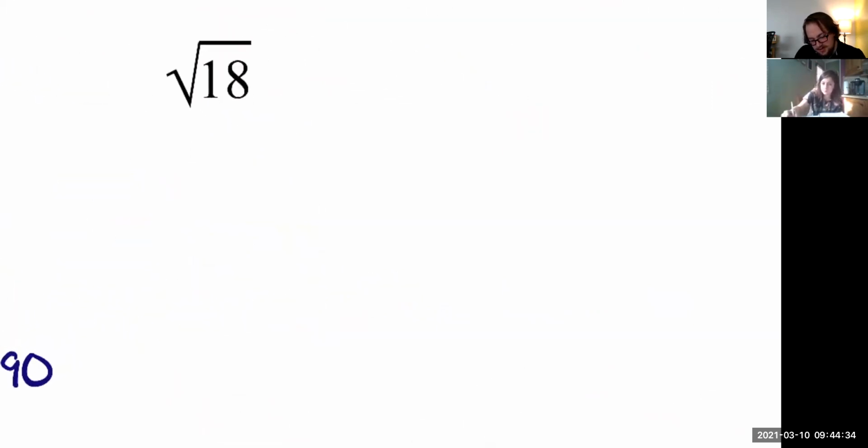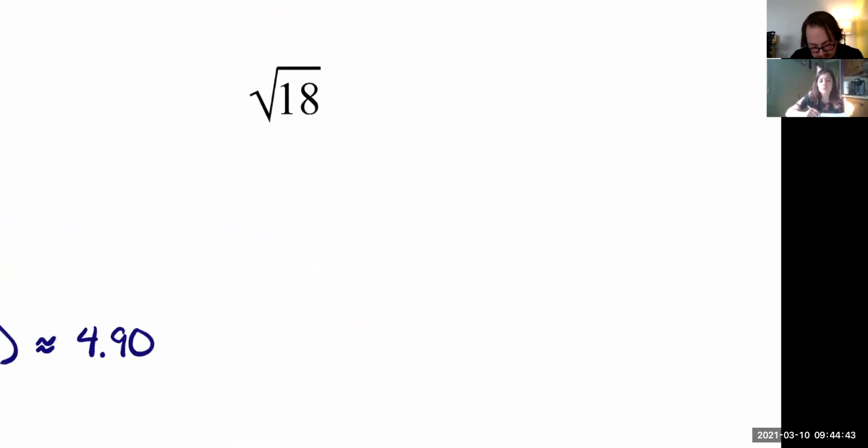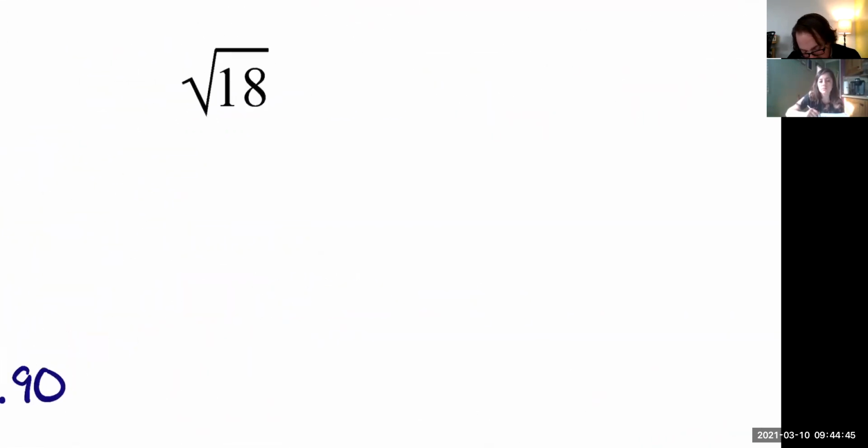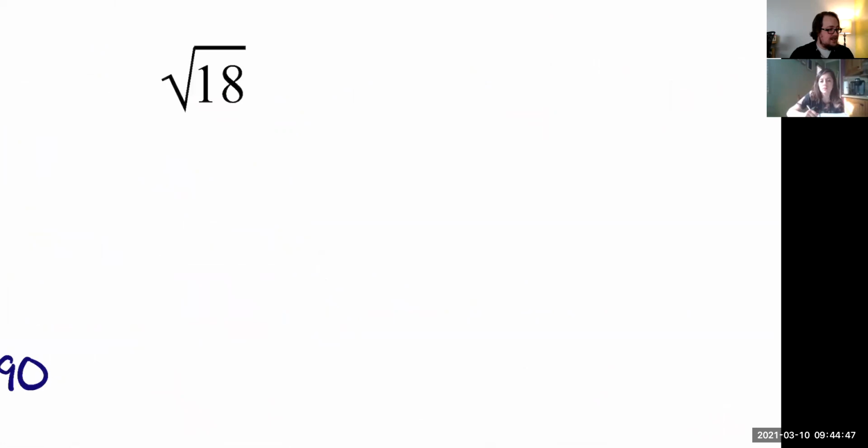So let's move on to square root of 18. I'm going to show you a little shorthand method that I like to use just to save myself some steps. You're welcome to use it, or if you want to break it down like we did on this last one, you can. But 18, is 18 a perfect square? No. Does it have any factors that are perfect squares?